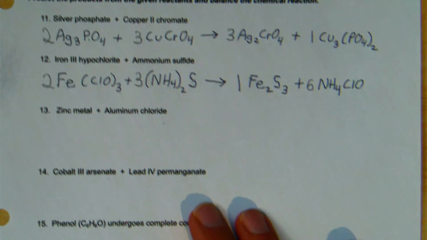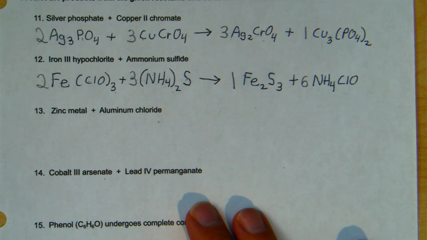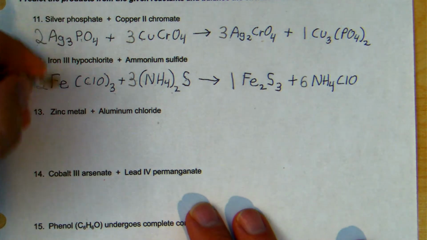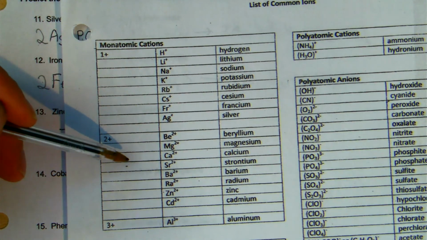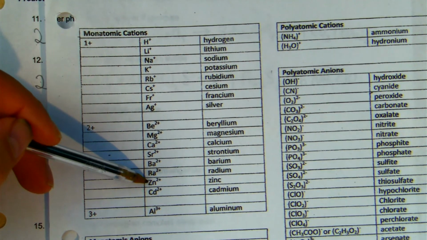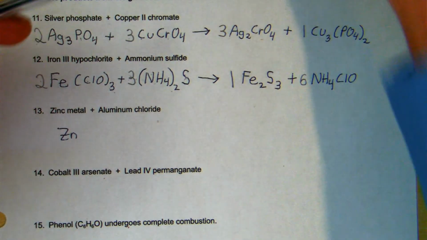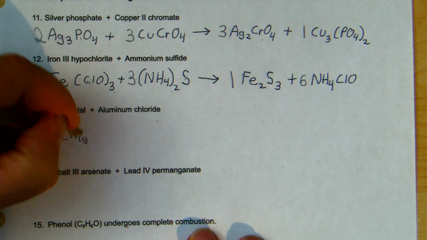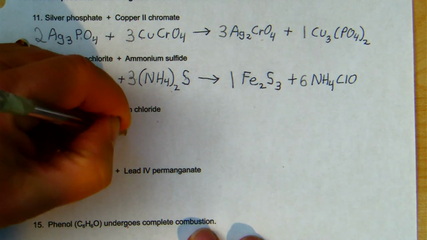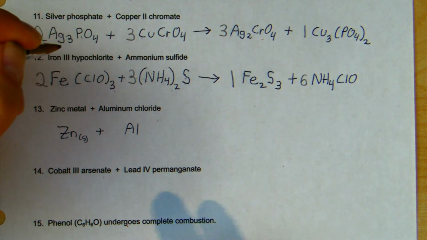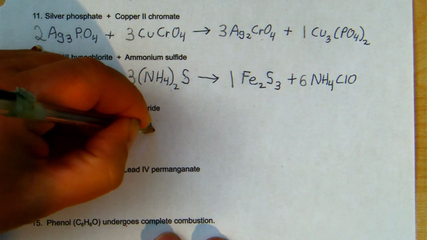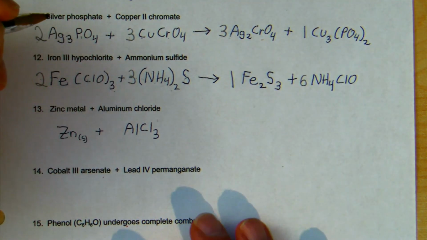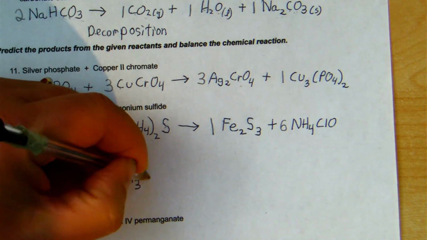Number 13. Zinc metal and aluminum chloride would be a single displacement reaction. Zinc is one of those always 2 plus charged monatomic cations. Zinc is always a 2 plus charge, and it's solid. Combines with aluminum. Aluminum is always going to be a 3 plus charge. Chlorine is always going to be a 1 minus charge.